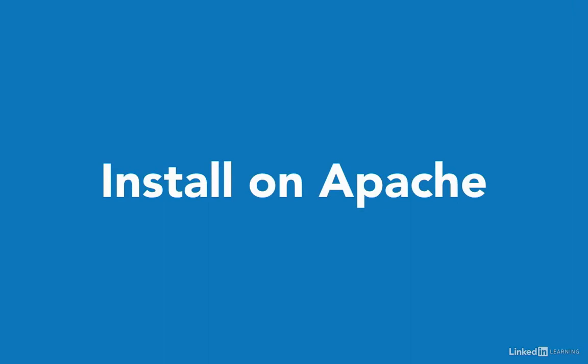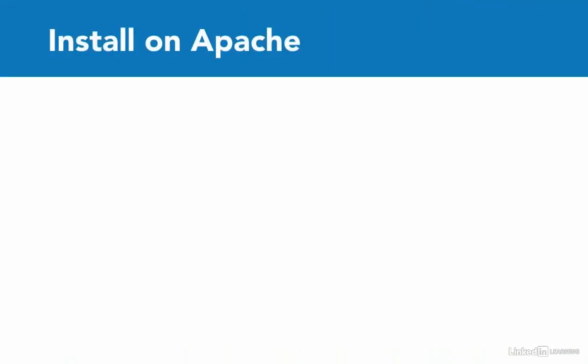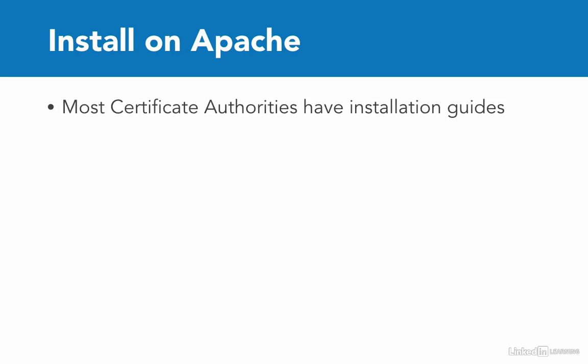In this movie, we're going to talk about how to install a purchased SSL certificate on an Apache web server. This is one of the hardest parts of the process of installing an SSL certificate because it requires us to know a little bit about how Apache works and to get in there and mess with those files. And that's not a skill that necessarily everyone has. Most certificate authorities have installation guides to walk you through the process. So you can always look there as a first place to find information or to help troubleshooting.